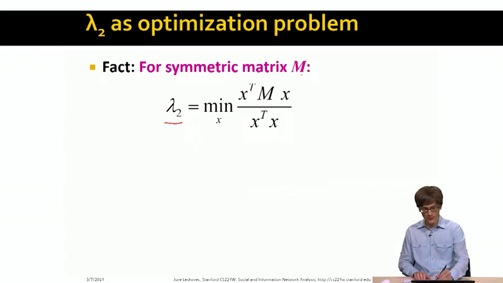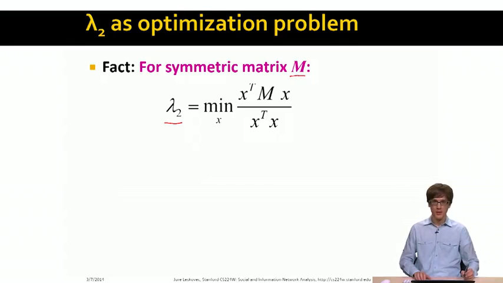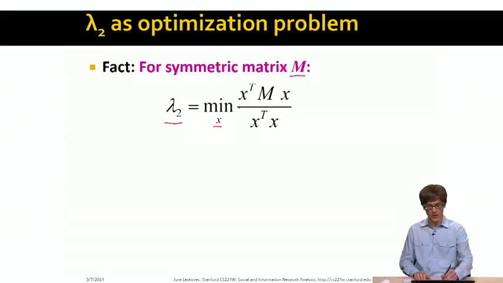Let's think of M as being some matrix, and x is some vector over which we want to solve things. Basically, lambda 2 is a solution to the problem where we want to minimize x transpose times M times x, divided by x transpose times x. So lambda 2 is a solution to this equation.